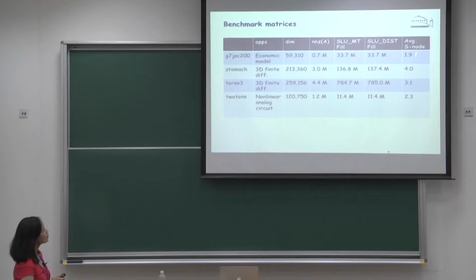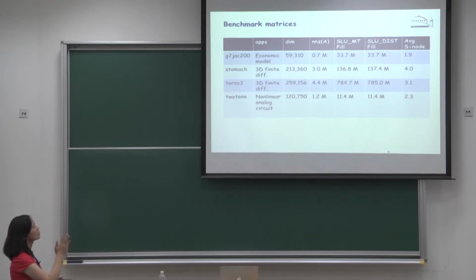And then the average supernode size. Remember last time we talked about supernodes: we group several columns, and if they have the same structure, then we group them as a supernode. So you see that for sparse matrices, the average supernode size is actually very small. The largest is this matrix 4, the stomach, and the size is only 4 columns.